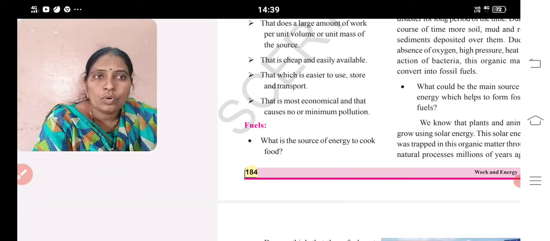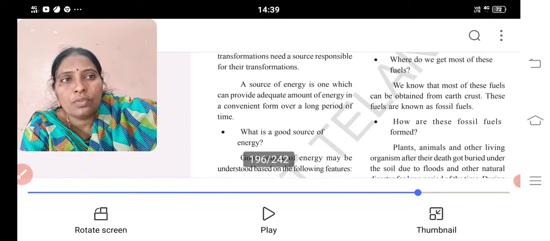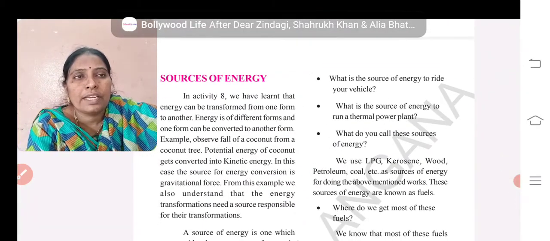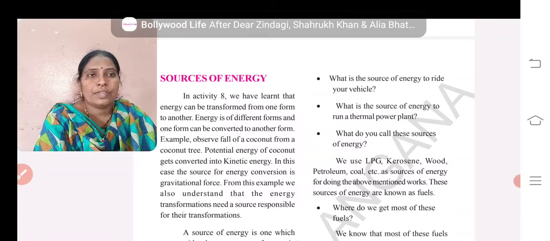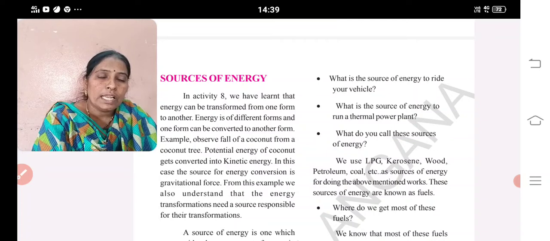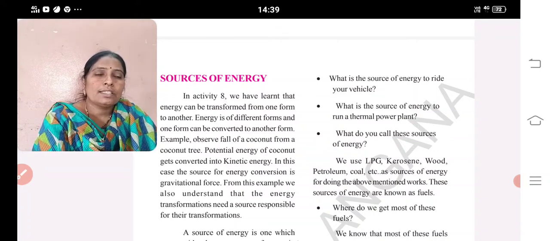What is the source of energy to cook the food? What is the source of energy to ride your vehicle? What is the source of energy to run a thermal power plant? We use LPG, kerosene, wood, petroleum, coal, etc. as sources of energy for doing the above mentioned works. These sources of energy are known as fuels.